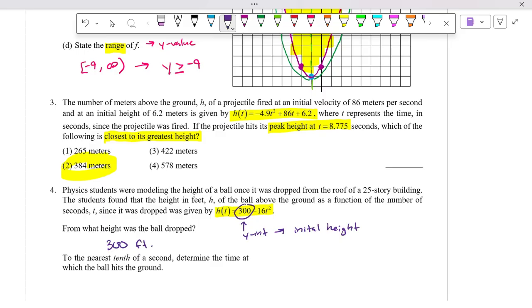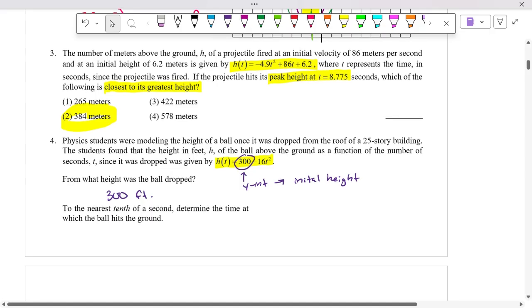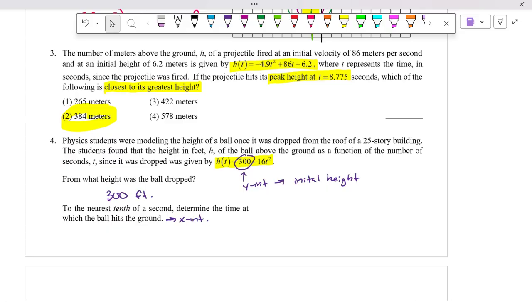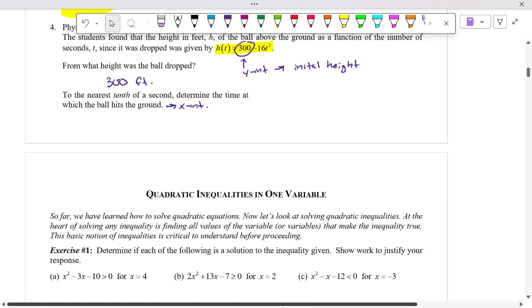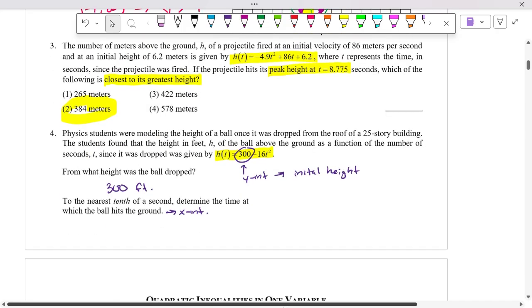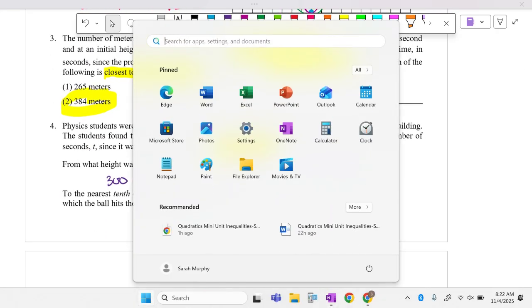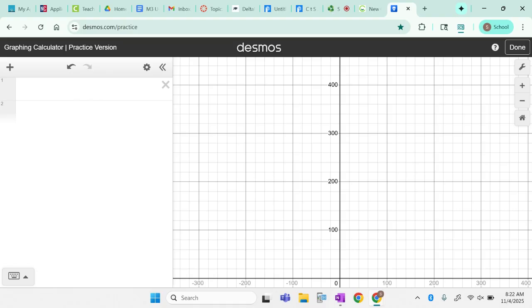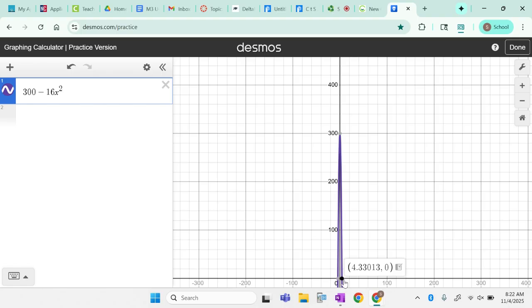Now, to the nearest tenth of a second, determine the time in which the ball hits the ground. So what key feature am I going to look for when I graph this? The x-intercept. Now, would it be the positive or the negative x-intercept? Positive. So, put this quick graph into Desmos. So I have 300 minus 16x squared. I'm looking for my positive x-intercept.